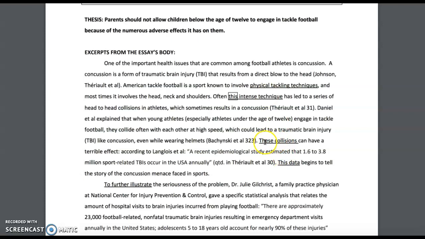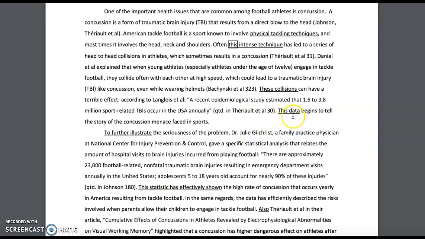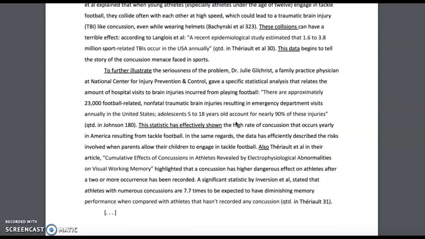Same with these collisions. This pronoun "these" just simply helps to refer back to what he was talking about in the previous sentence. And then notice how he wraps up. "This data begins to tell the story." So he helps us understand why all of this is important, right? We've got a return sentence here. When we talk about transitions, really, return sentences help us to do some of the same work. They show us relationships between ideas.